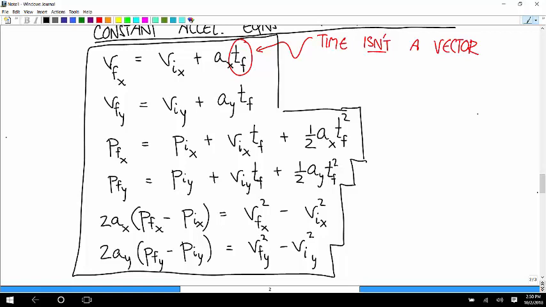It lets you use, say, I guess the most common one we're going to have is we're going to use a y equation to solve for time final, and then we can use that time final we solved for in the x equation. That's the only variable in all these 6 equations that crosses over from 2 dimensions. Okay.